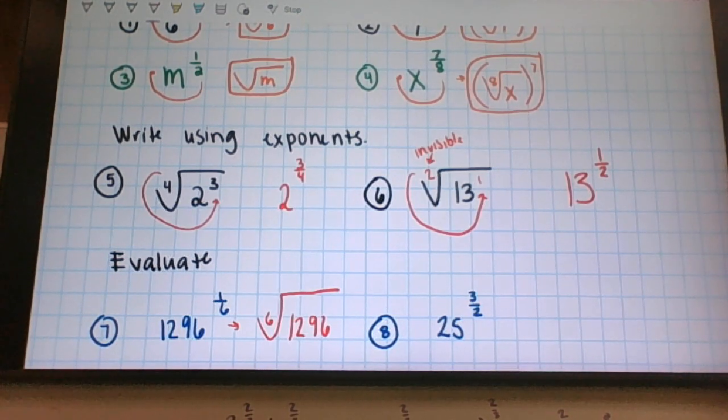Alright, let's look at 6th root. So I gotta think. I'm thinking what to the 6th power is 1296. So guys, have your calculators out. Like the very first thing we do in your book today requires calculators. So let's just get those guys out.